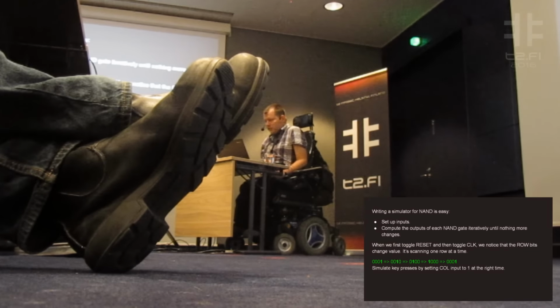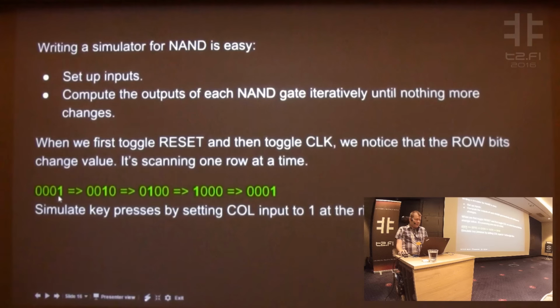And then you see that it's actually scanning the row bits. So it's outputting a one on each row, one at a time. And then it's reading the column inputs, but we cannot see that. So we have no idea how many buttons you have to press. And trying all the buttons could take a long time.